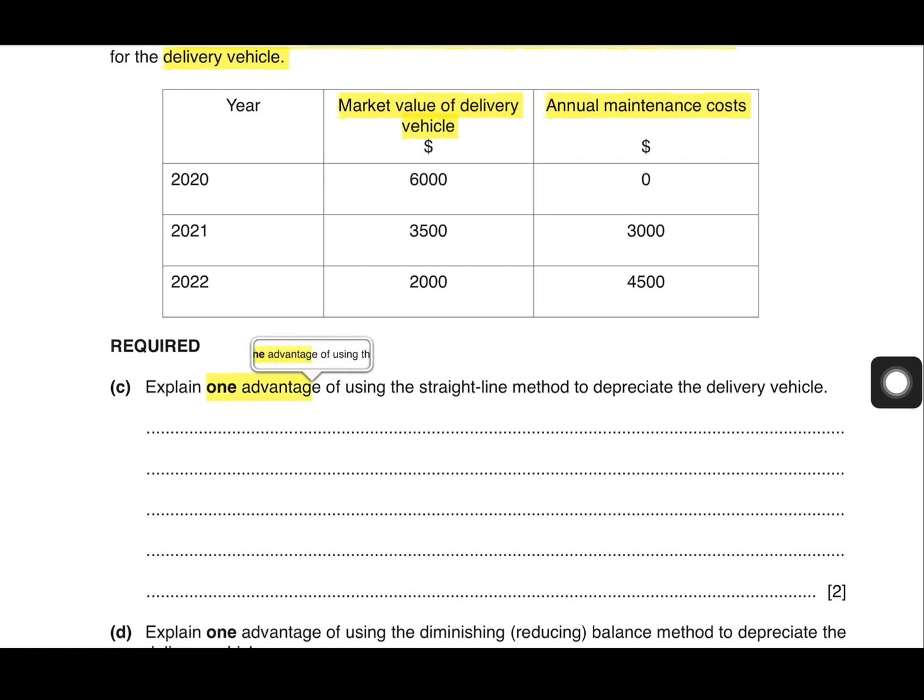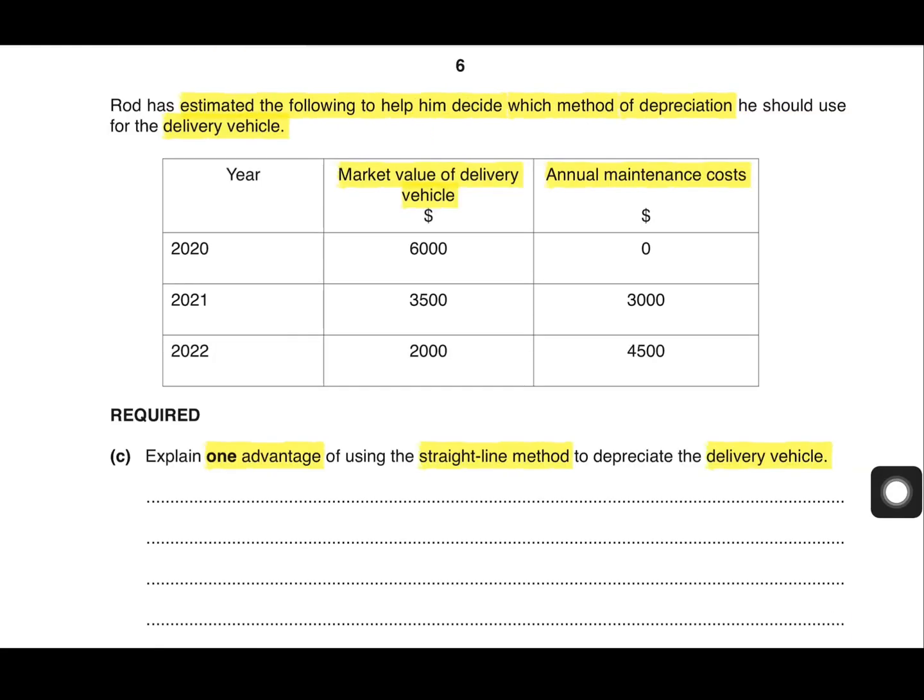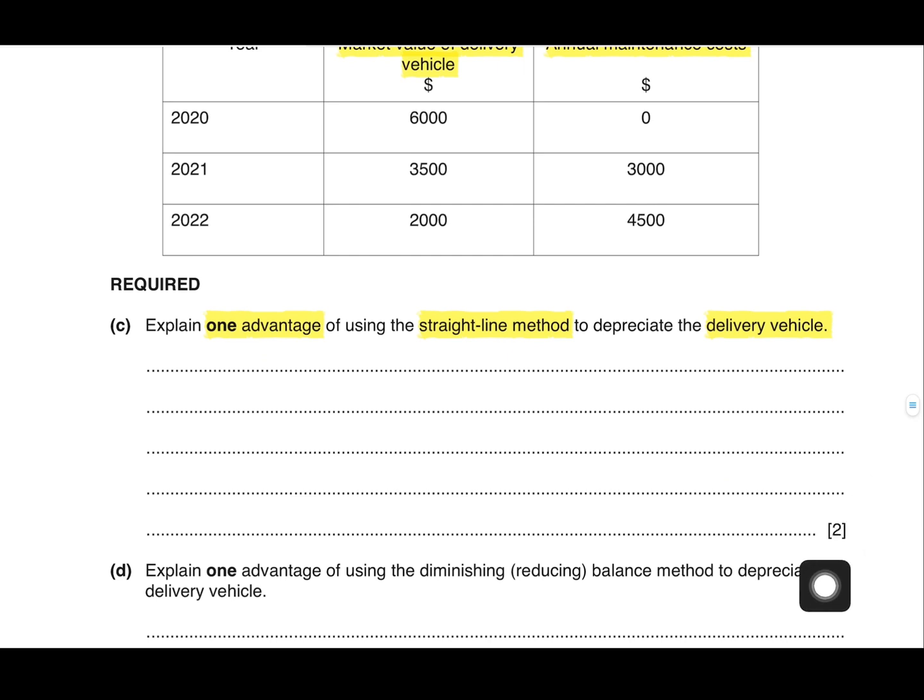Part C says, explain one advantage of using the straight line method to depreciate the delivery vehicle. If Rod is adopting the straight line method to depreciate his delivery vehicle, then what would be the advantage of that? Right. And for how many marks? For 2 marks, we have 5 lines for that. Okay. So we have discussed this earlier as well, what is the advantage of using the straight line method of depreciation? Well, one major advantage is that the depreciation calculated every year is the same, right? Or you can also say that it is constant.